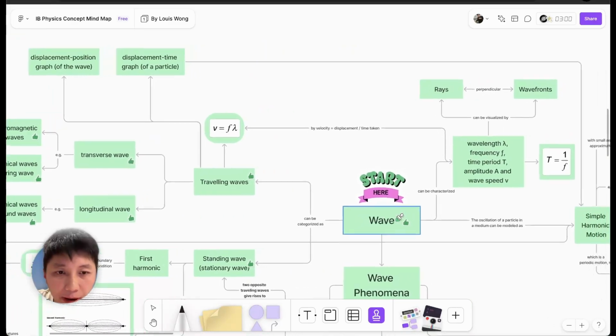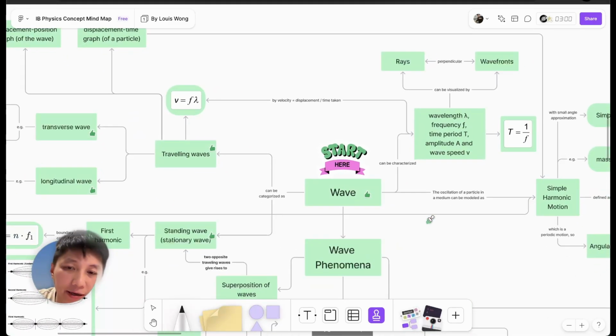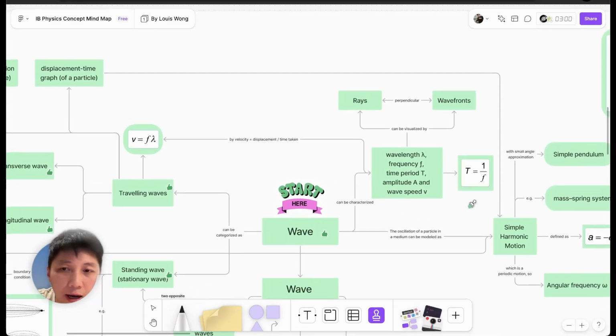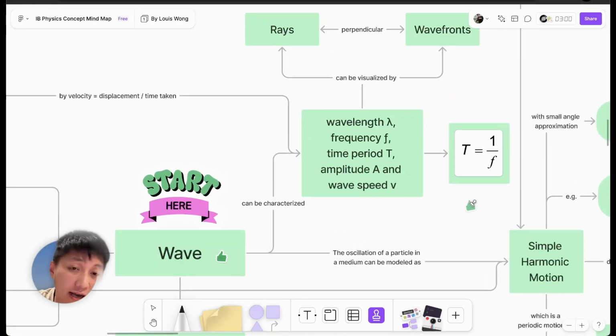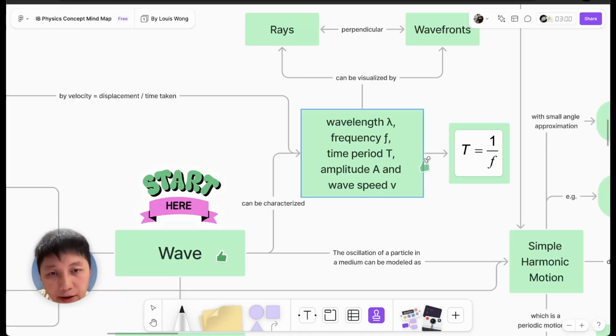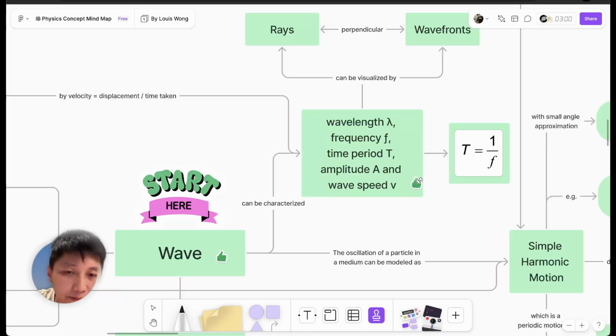Now, going back to the more fundamental idea, we'll come back to standing wave later on. But when we try to describe a wave, this is how physics is, right? If you remember earlier, we talked about how we can describe a motion and therefore come up with displacement, velocity, acceleration, etc. Here's the same idea. We want to characterize them. For the wave, we have wavelength, frequency, period, amplitude, and wave speed, how fast they are traveling.